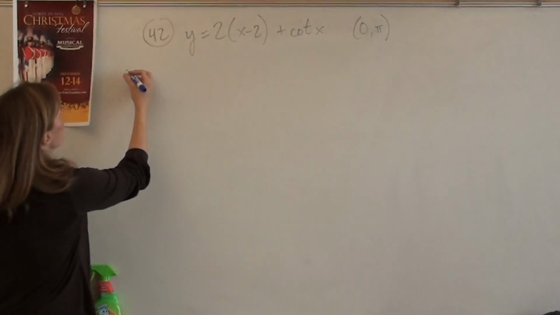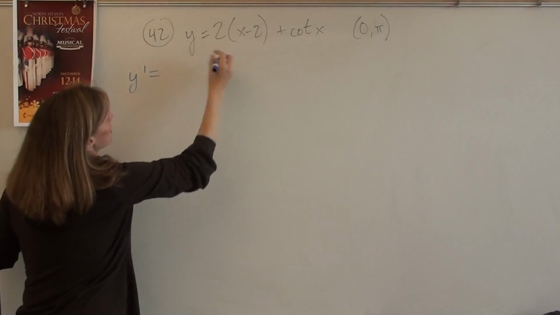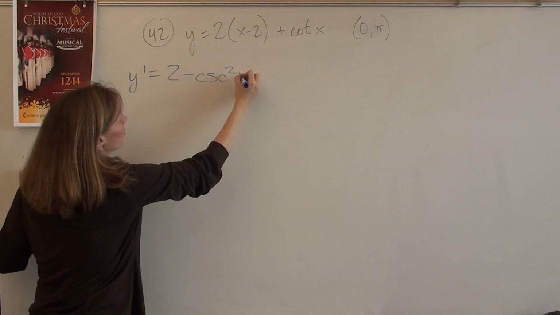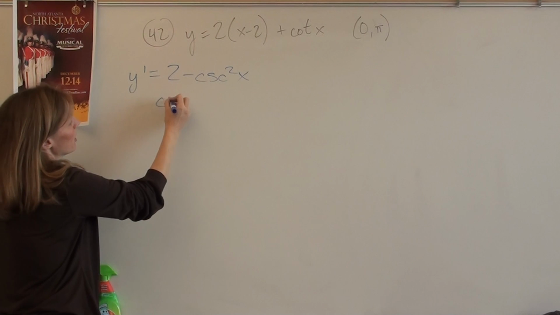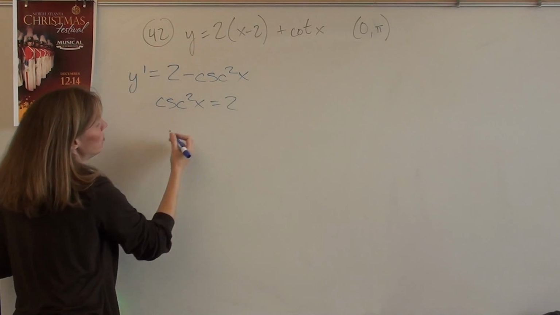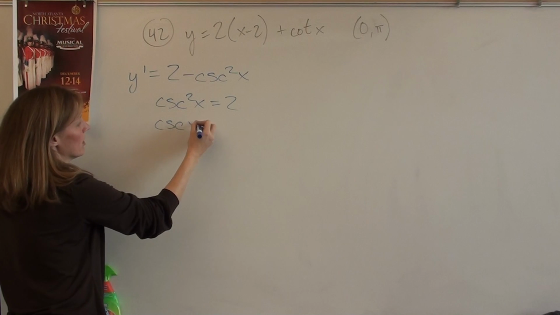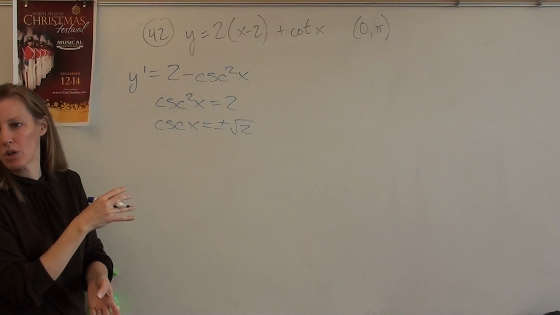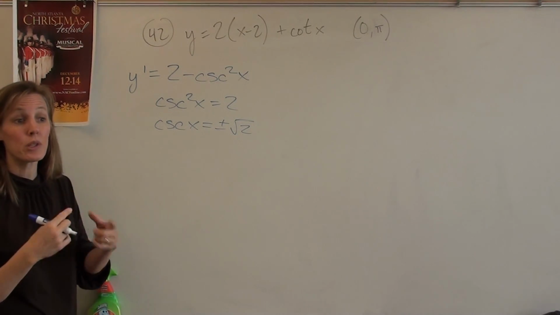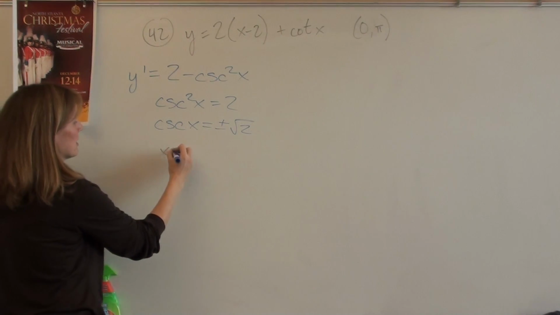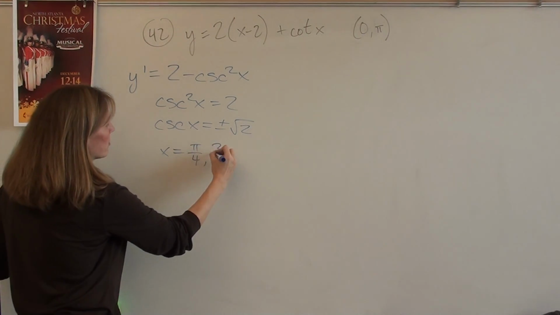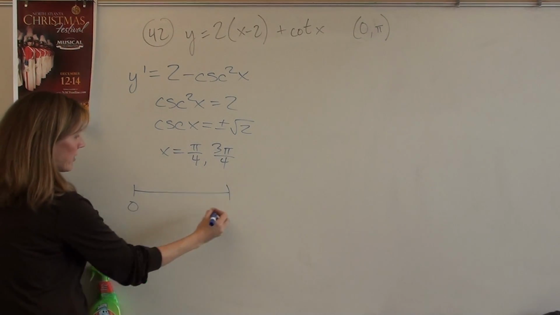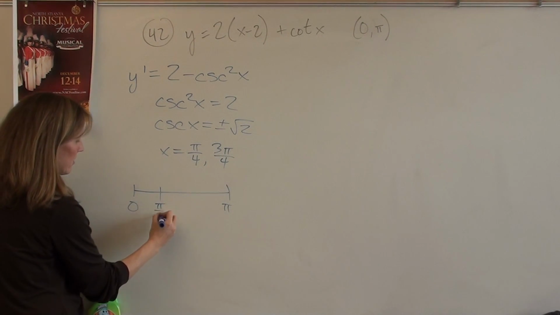So here we go. Y prime. This is 2. Derivative of cotangent x is negative cosecant squared x, right? So you get 2 minus cosecant squared x equals 0, so cosecant squared x equals 2. So cosecant is plus or minus root 2, or you can think of sine as plus or minus 1 over root 2, right? So these are all the pi fourths angles. So we get x is pi fourths or 3 pi fourths in that interval. And make sure you cut off your sign line at the endpoints.